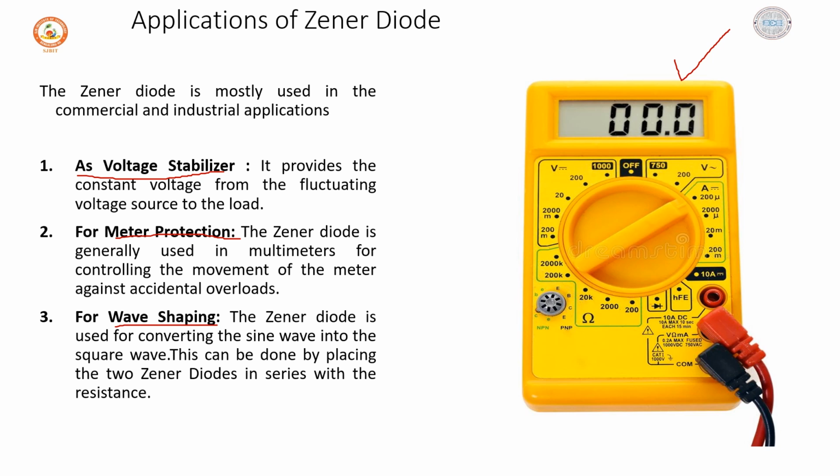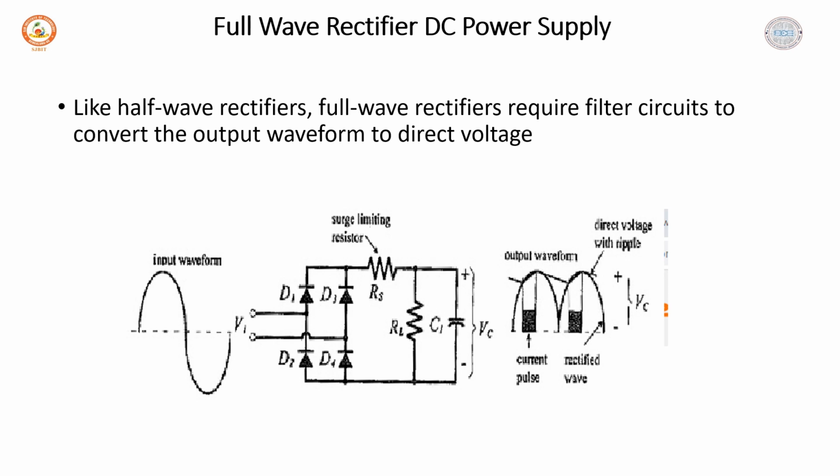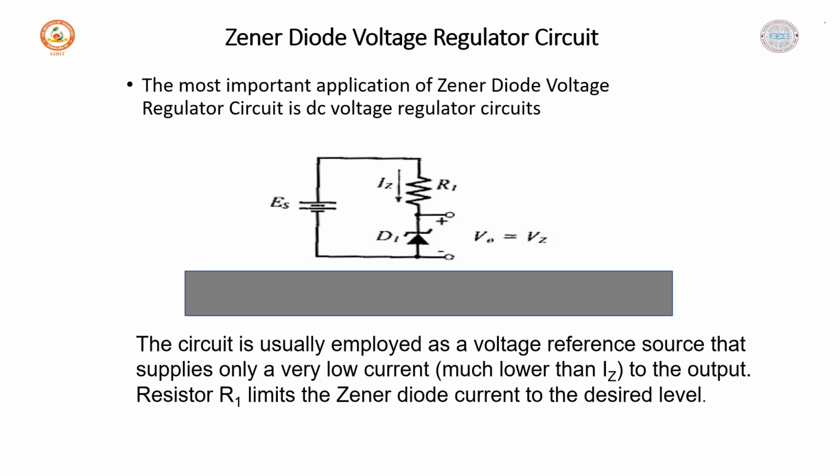It is used for converting a sine wave into a square wave, which can be done by placing two zener diodes in series with the resistance. So these are the three important applications of a zener diode. Further, we'll understand how a zener diode can be used as a voltage regulator circuit.